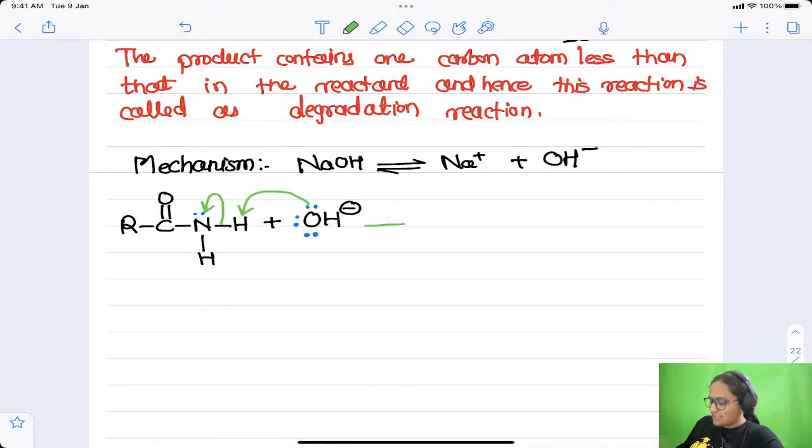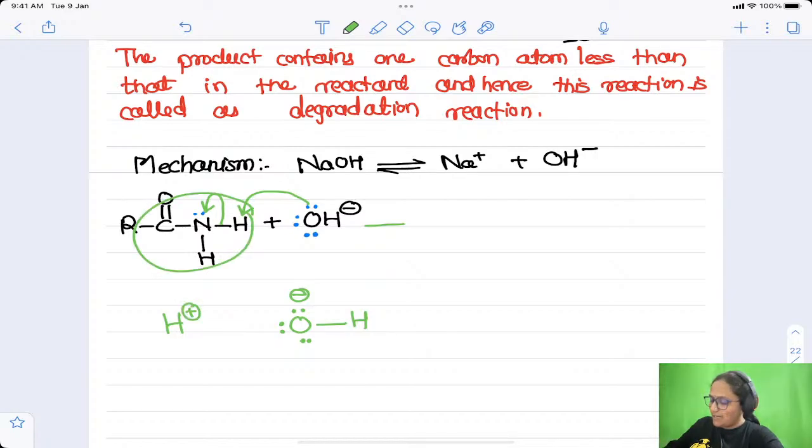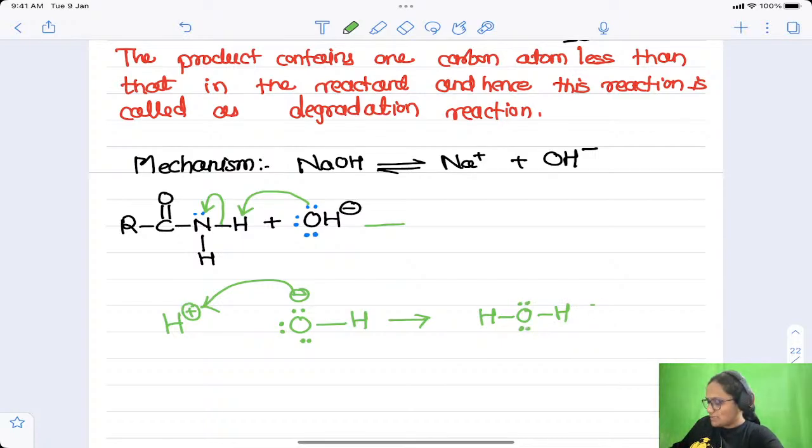Okay, let us see after the base abstracts the proton. Like OH minus structure, I will write down first of all. It is like this. Three lone pairs of electrons are present on oxygen. Oxygen has a negative charge, and this H plus is from the NH2 group, right? Hydrogen without electron. So this will be abstracted by OH minus and we will get HOH. Now oxygen will have only 2 lone pairs of electrons, hence no charge, and this molecule is nothing but the water molecule, right? So this is how the first water molecule is lost at this step.